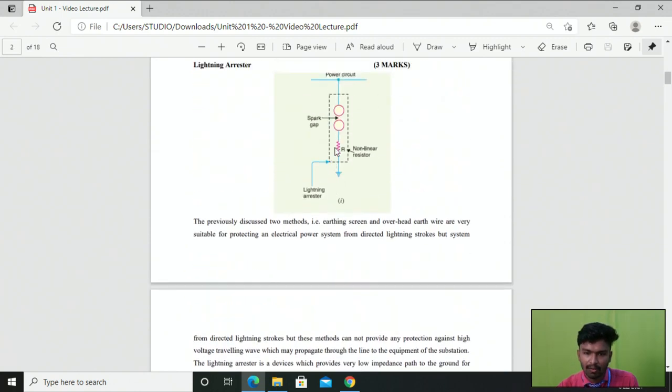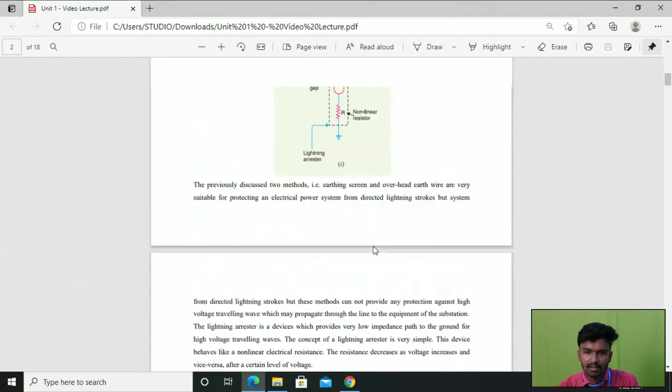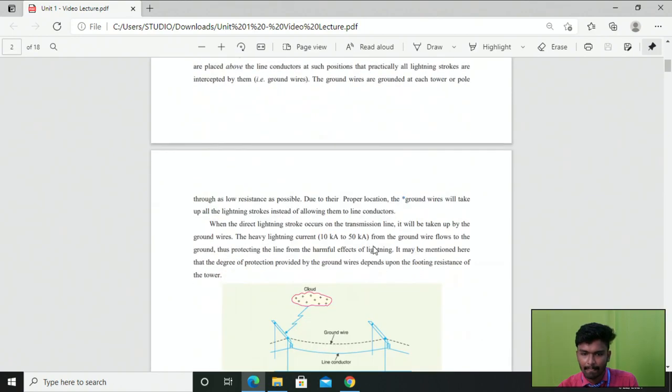On the occurrence of a fault, what happens here? Due to the extra high voltage, a spark is created. Once the spark is created, the spark gap becomes conducting. Then the surges present on the power circuit are diverted to the ground through the non-linear resistor. This is the working principle of the lightning arrestor. These are all the methods mainly used to provide protection against overvoltage created due to lightning as well as switching.